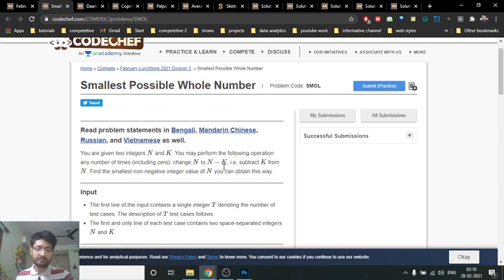on performing the operation that you will subtract k from n. You can keep on subtracting k from n such that you have to find out which is the smallest non-negative number you can get after subtracting k from n. What this actually means is that you can keep on subtracting k from n until you cannot subtract more from n. So what is the final number you can get?